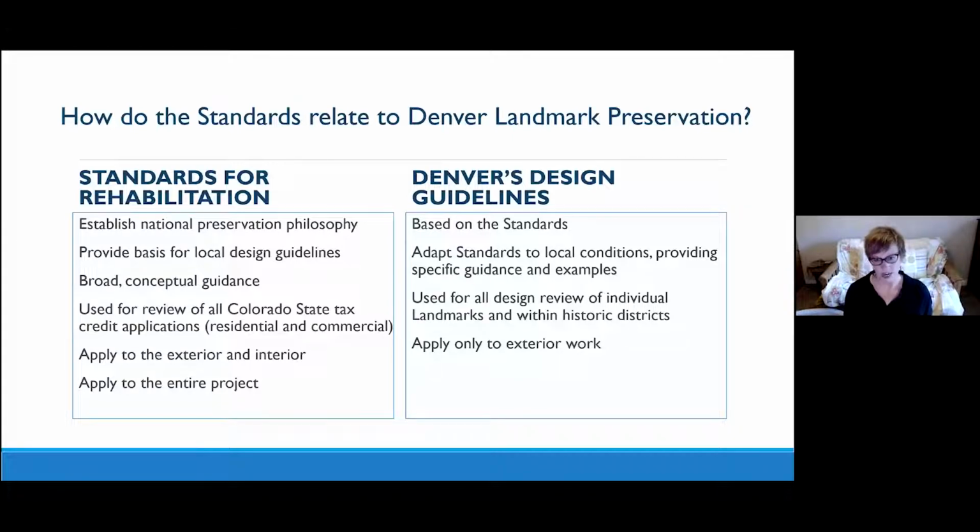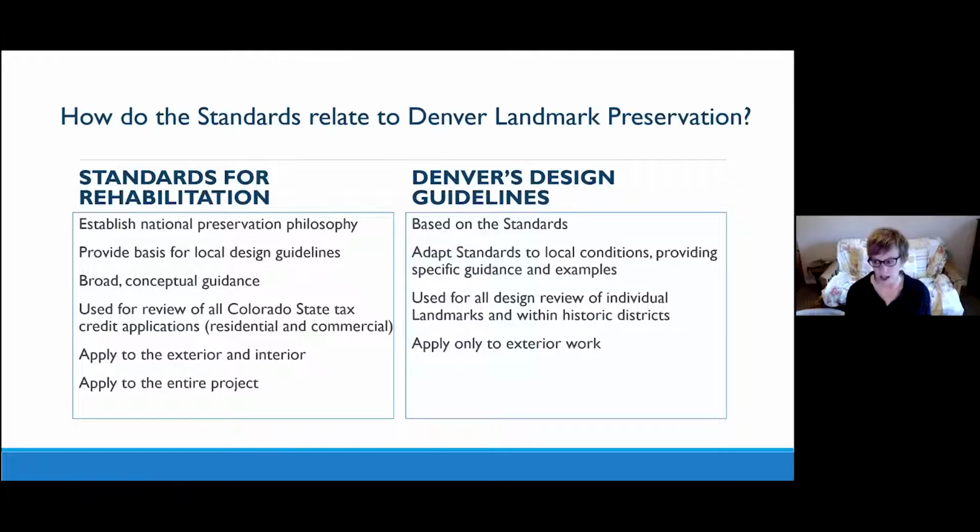But with our local design guidelines, we can adapt the standards to local conditions in Denver, and we can provide a lot more specific guidance and examples. To make what can be somewhat broad and subjective in the Secretary's standards clearer and more explicit, we explain how exactly we are interpreting those guidelines in Denver. Denver's design guidelines are used for all design review of individual landmarks and review within historic districts. And our design guidelines apply only to exterior work.